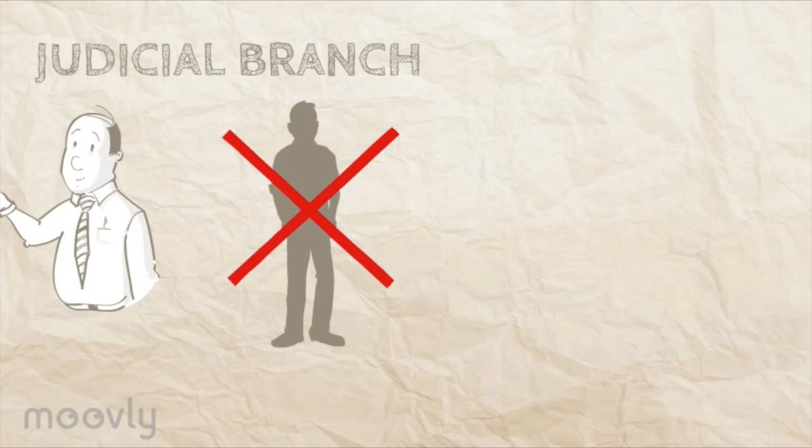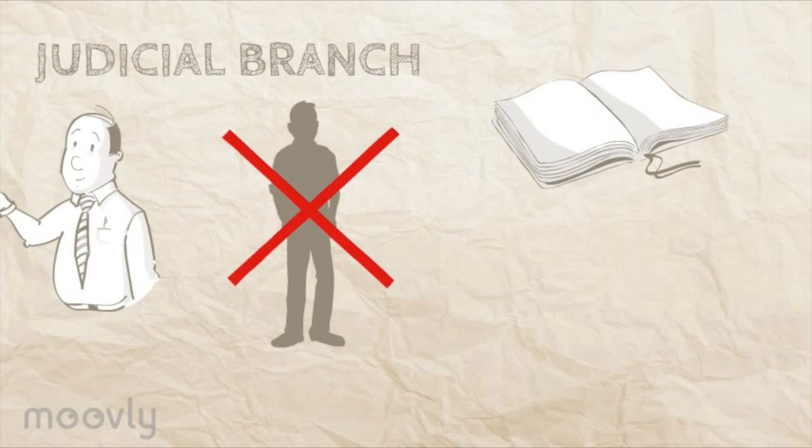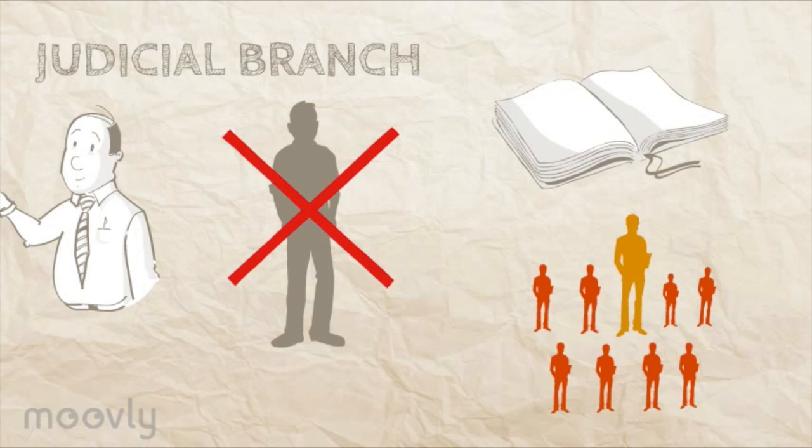The Supreme Court and lower federal courts make up the federal judiciary, or federal court system. Federal courts have the sole power to interpret the law, determine the constitutionality of the law, and apply it to individual cases. The Supreme Court is the highest court in the land. It consists of 9 justices, including a Chief Justice.